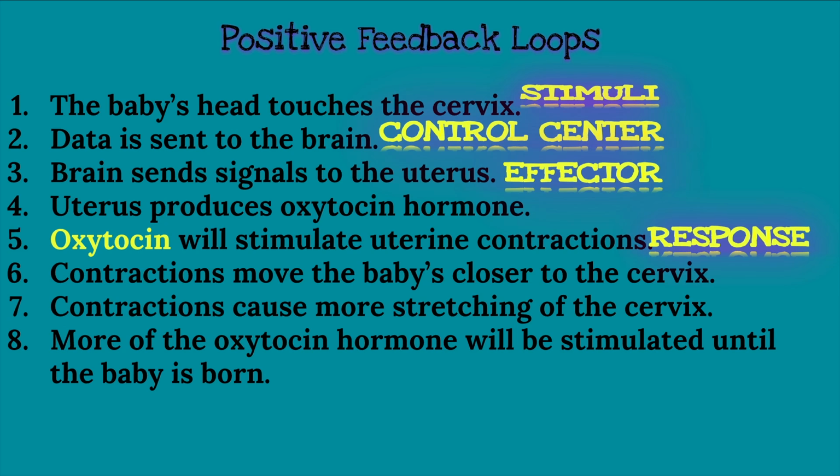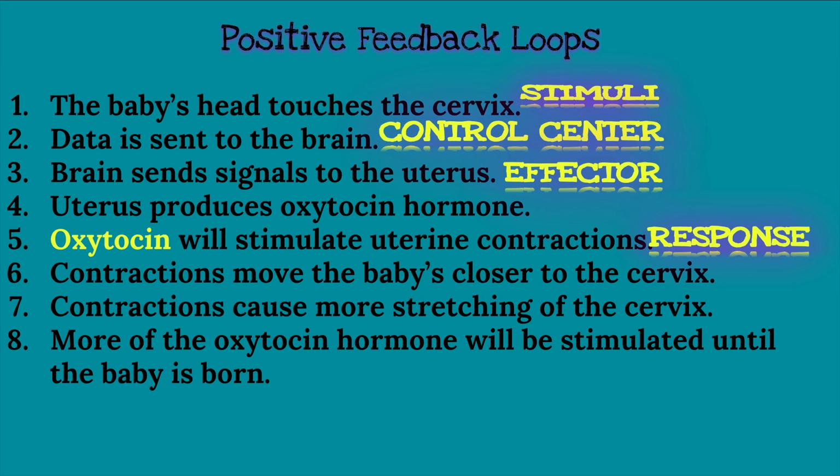The data is then sent to the control center, which in this case is going to be the brain. The brain will send signals to the uterus, which in this case will be the effector. The uterus will then produce the oxytocin hormone, and this is a hormone that increases labor contractions during childbirth and controls vaginal bleeding after childbirth. The oxytocin hormone will then stimulate uterine contractions. This is going to be your response.